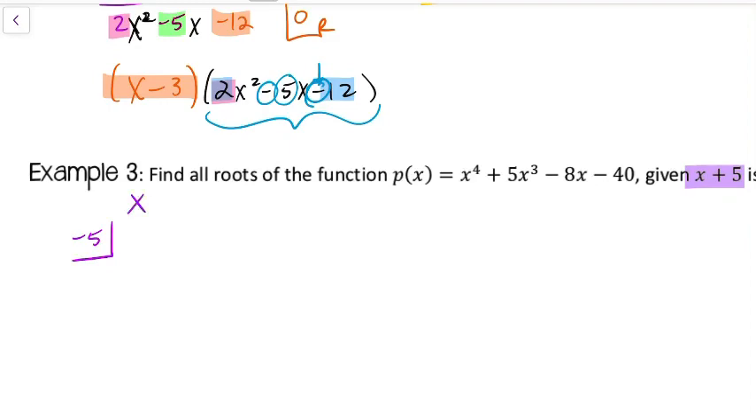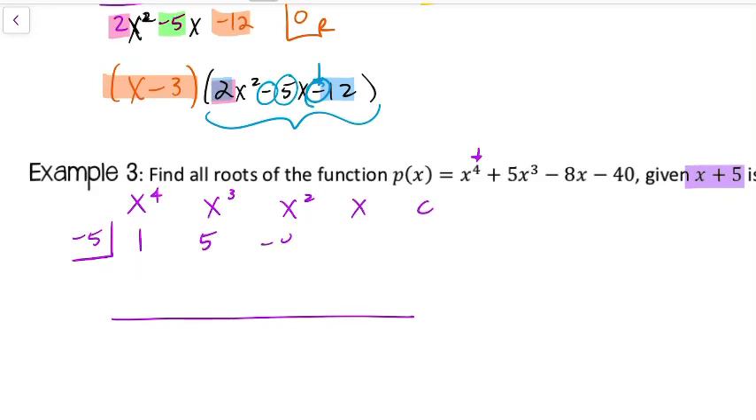Across the top, I'm starting with a quartic polynomial, so x to the 4th, x to the 3rd, x to the 2nd, x to the 1st, and our constant. Our coefficients are 1 for x to the 4th, 5 for x cubed, no x squareds, so there's our 0, watch out for those. Negative 8 in front of our x and negative 40 as our constant.